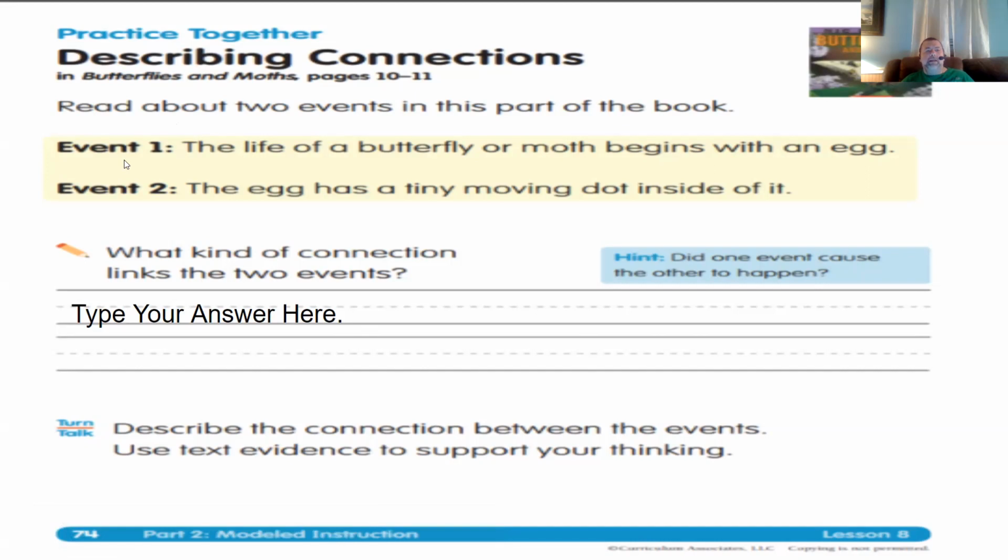So event one is the life of a butterfly or moth begins with an egg. Number two, the egg has a tiny moving dot inside of it.